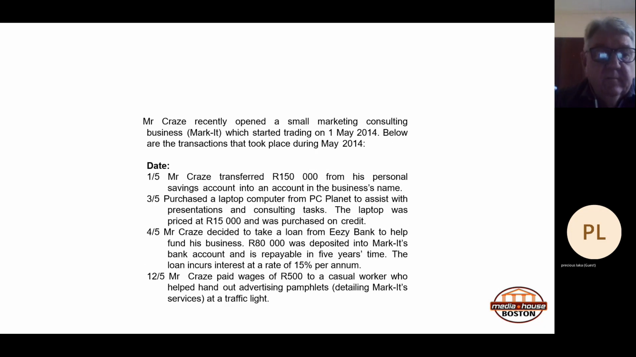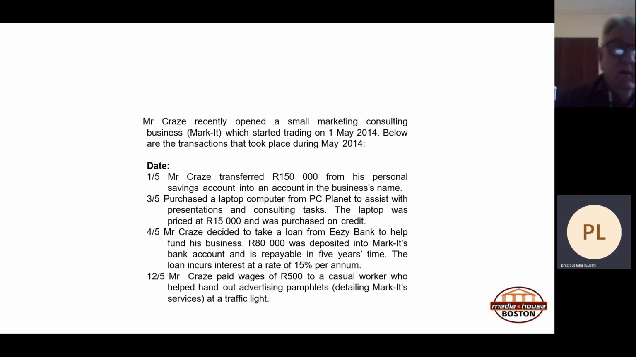Okay, Mr. Kreis paid wages, 500 Rand to a casual worker who helped hand out pamphlets. So if we analyze the transaction, money went out of my bank, 500 Rand, and where did it go to? It went to pay wages, which is an expense. Yes. So we credit assets. Yeah, so assets come down, yes.